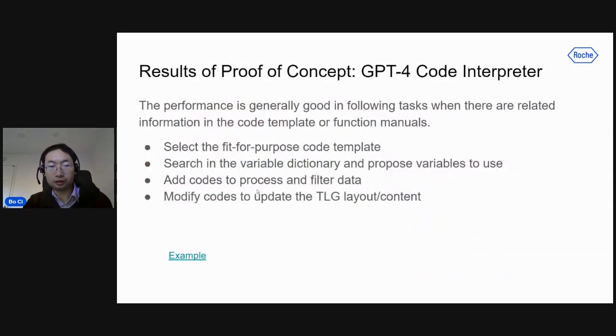Here is the high-level summary of our POC experiments. The Code Interpreter has good performance if there is related information in the code template or in the function manuals, in the beginning task and in the following tasks. Based on our requirement, it can select the code template, and can also select and suggest a variable to use and add code to process and filter data. More important, it can modify the code to update the TLG layout and the content.